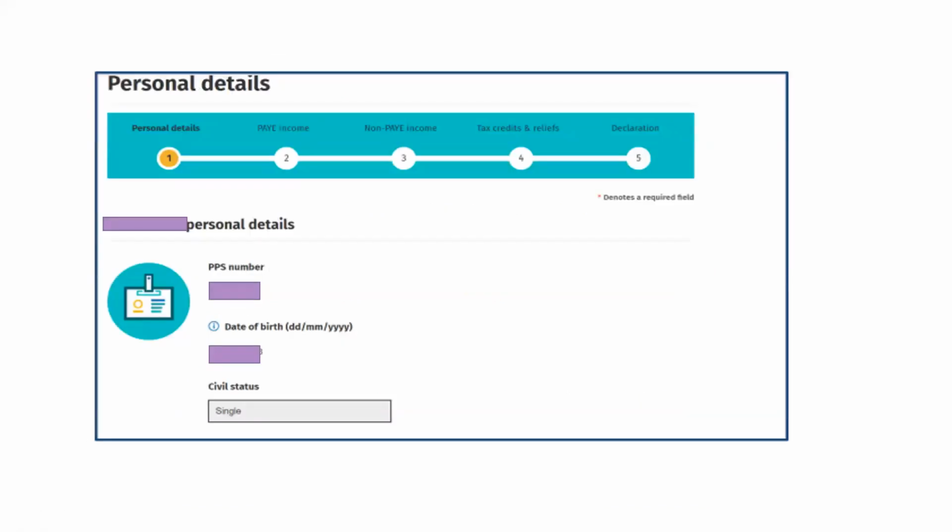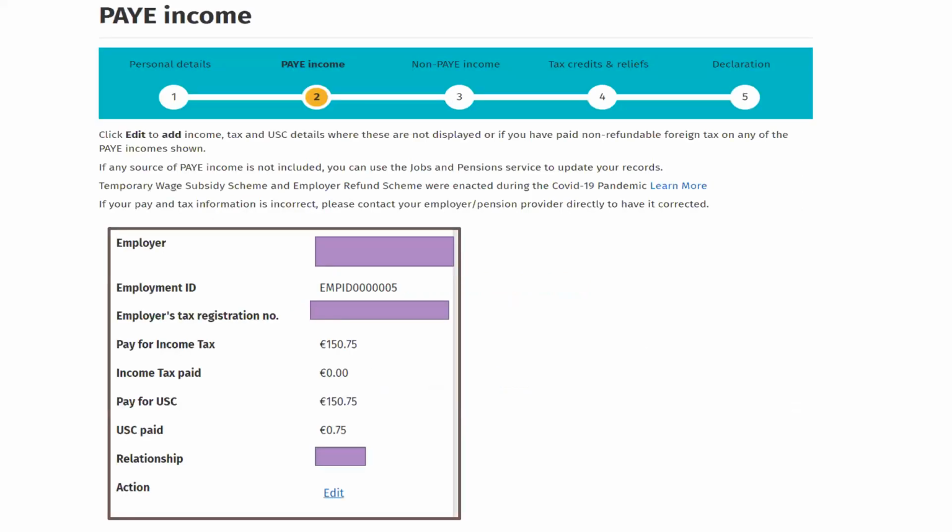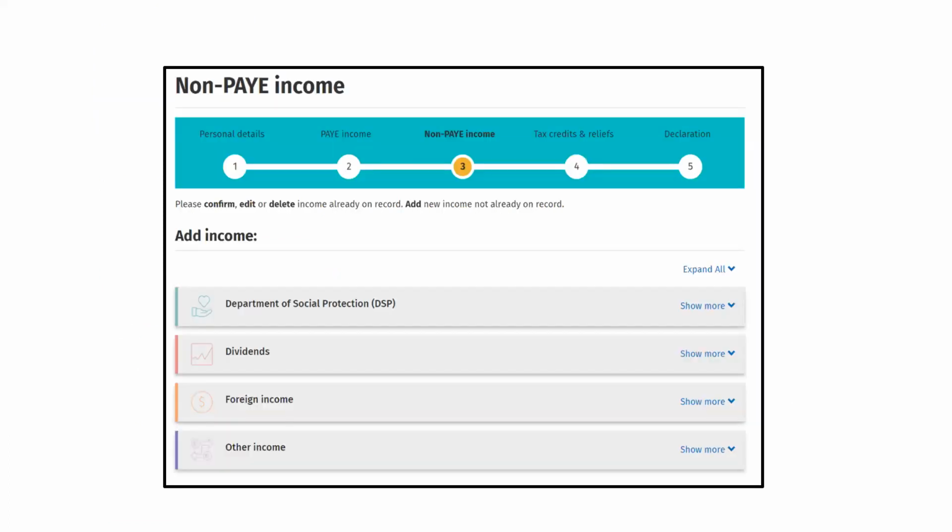So the first step is just confirming your personal details. Make sure you have your bank account details updated, because any refunds from previous tax years will be refunded to the designated bank account that's here on file with Revenue. Step 2 is a summary of your PAYE income. So for each employment you have had for 2022, it'll give a summary of the earnings and the taxes paid for that particular employment.